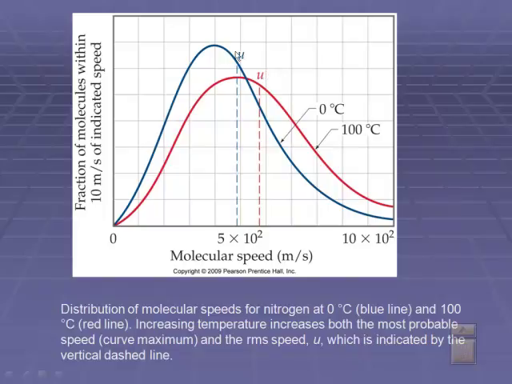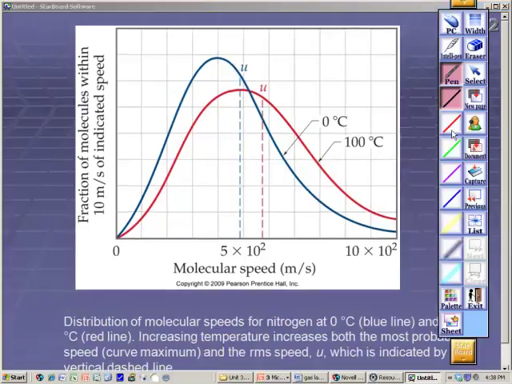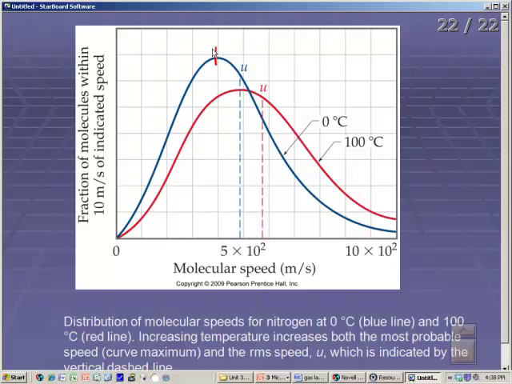Now, on the bottom of page 415, there is a cool little formula for the root mean square. I want you to just kind of check on that, and I will give you more details on this when we come back to class next time, because here's what it says. It says distribution of molecular speeds for nitrogen at 0 degrees Celsius in blue and 100 degrees Celsius in red. Increasing temperature increases both the most probable speed, which is the curve maximum. So guys, the most probable speed is right here and right here. Those are the most probable speed.